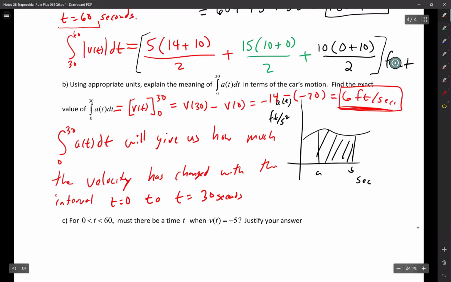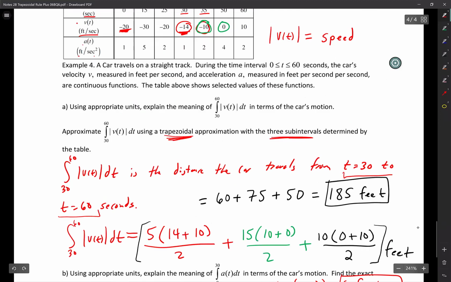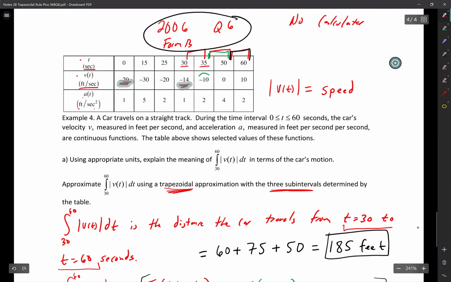All right, last question. And then we'll get one of you to Google this question for us. Between 0 and 60, must there be a time t when the velocity is -5? Justify your answer. Okay, well, let's look at the table. It's a continuous function. Is the velocity ever -5? Yes. Somewhere between what and what? 35 and 50. Somewhere between t equals 35 and t equals 50 because, is there a theorem? Do you remember the name of it? Not mean value theorem. There's another one. It starts with the letter I. Intermediate value theorem, guys.